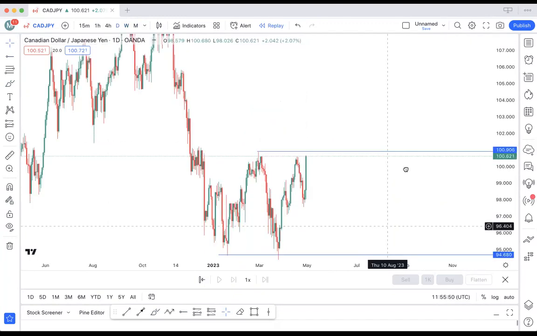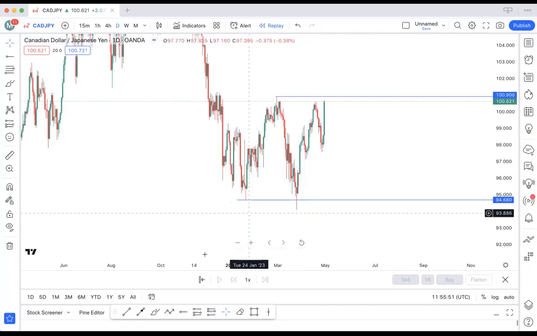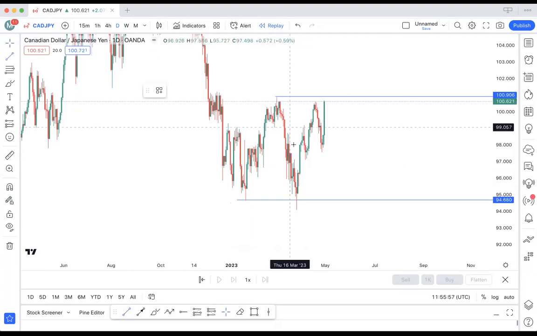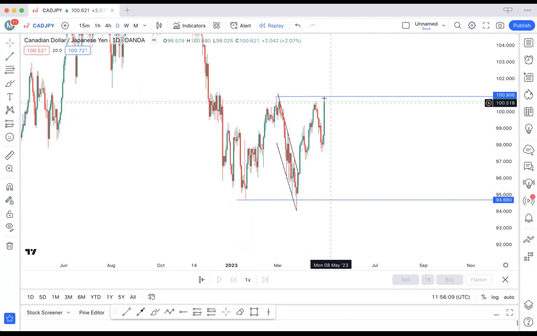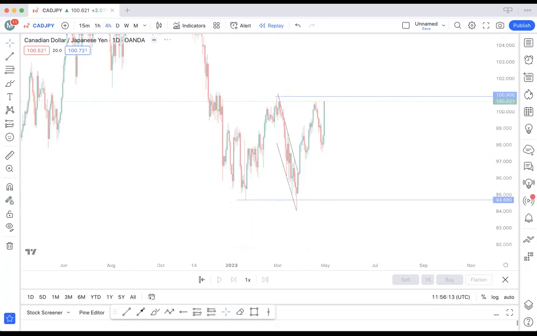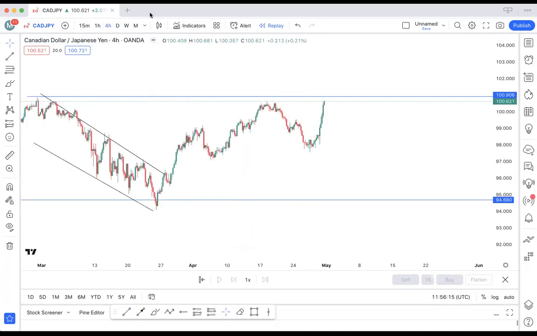Now, as we're jumping onto our daily time frame, what is happening on the daily? So on the daily, we are seeing price forming an overall descending structure, as you can see over here. So what are we targeting with this overall descending structure? This could be our overall target. So let us see on our weekly.